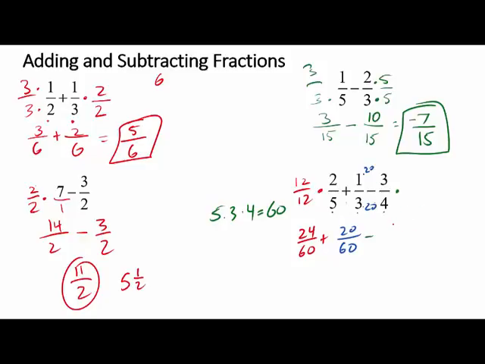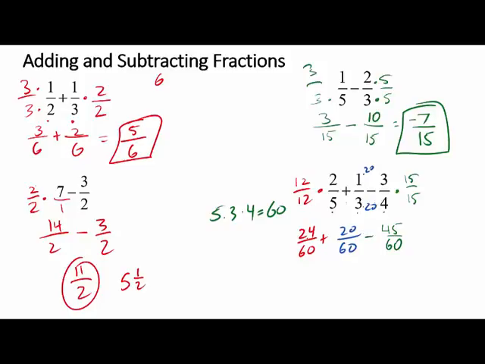And then finally here, 4 goes into 60 15 times. So we'll put a 15 over 15 here. And now if I multiply across the top, I'll get 45 over 60.